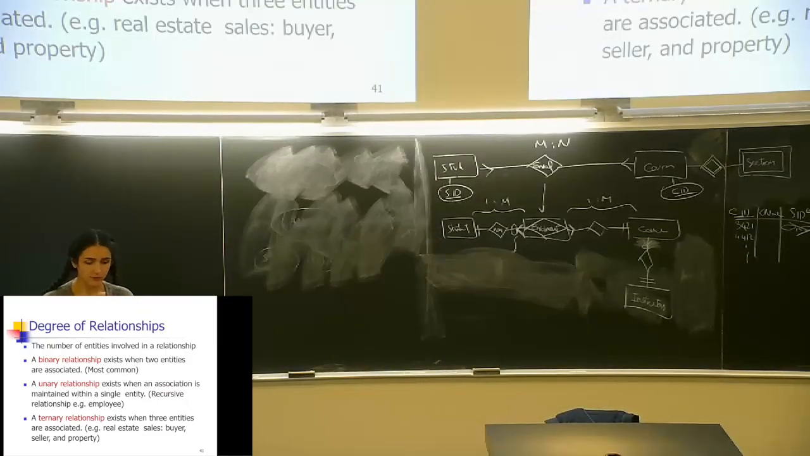Now, a unary relationship, as I said, is the relationship between an entity and itself. So it's a recursive relationship, like for example, employee. A ternary relationship exists when three entities are associated. For example, in real estate sales: buyer, seller, and property. But you won't have examples of this on your exam. These two are the most important ones for this course.